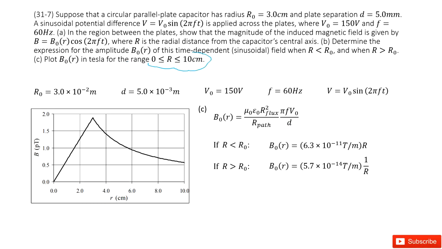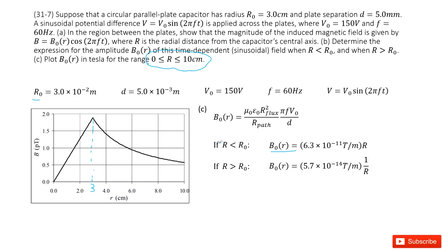Look at these ranges. It is from 0 to 10 centimeters. What is R0? It is a very small number, right? It is 3 centimeters. So that means r is in two cases. One is r smaller than R0, where we use this equation. This is the plate radius, R0. As we can see, R0 is 3 centimeters, right?